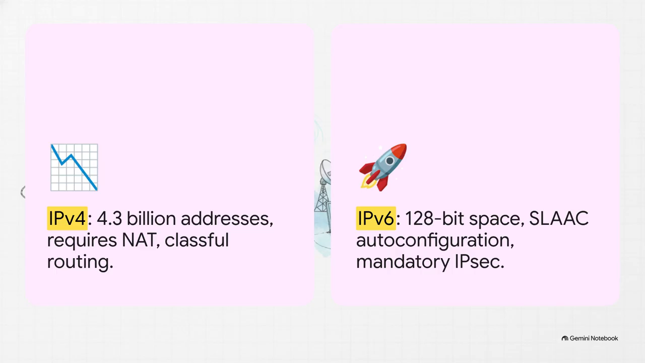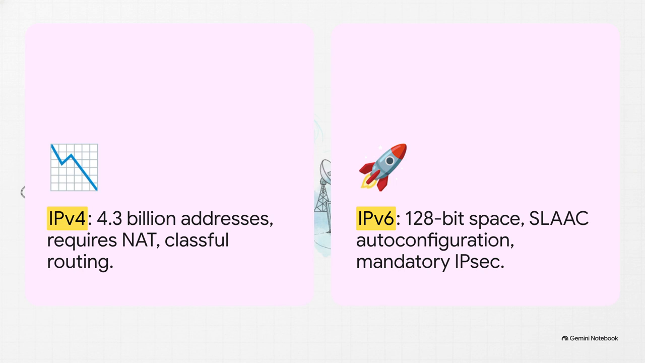Speaking of Layer 3 IP addressing, we recently faced a dramatic transition. For decades, we relied on IPv4. It gave us 4.3 billion addresses, which seemed like plenty at first, but we ran out rapidly. We literally had to use NAT, network address translation, basically overbooking the network just to keep things running.